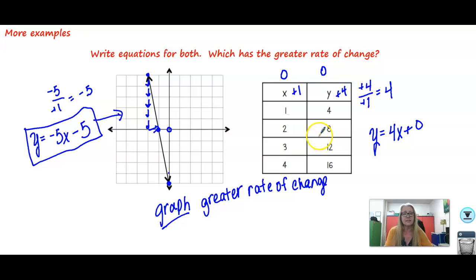Which has the greatest initial value? The initial value is your y. This one has an initial value of -5. This one has an initial value of 0. Now here, you do pay attention to negatives. This -5 is less than 0. So this one has the greater initial value. So the table has the greater initial value.